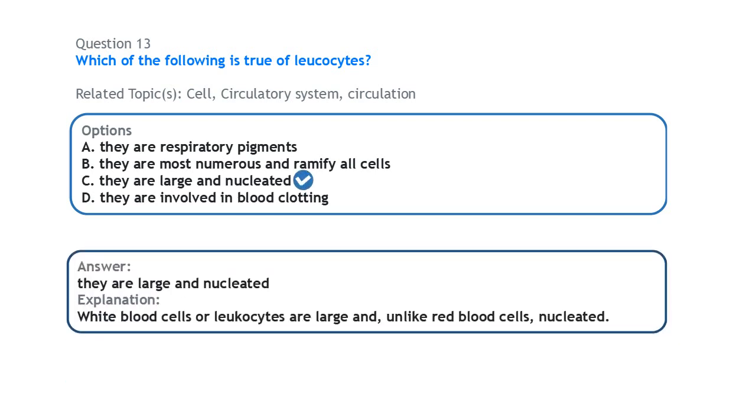Next, on cell and circulatory system, which of the following is true of leukocytes? The leukocytes are the white blood cells, and they are large and nucleated. Nucleated meaning that they have a nucleus, unlike the red blood cell. So the white blood cells have a nucleus.